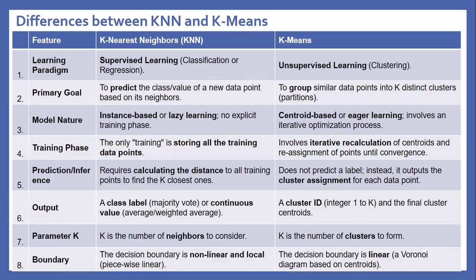Parameter k: in K nearest neighbor, k is the number of neighbors to consider. In K means, k is the number of clusters to form. Boundaries: in K nearest neighbor, the decision boundaries are non-linear and locally piecewise linear. In K means, the decision boundaries are linear, a Voronoi diagram based on centroids.